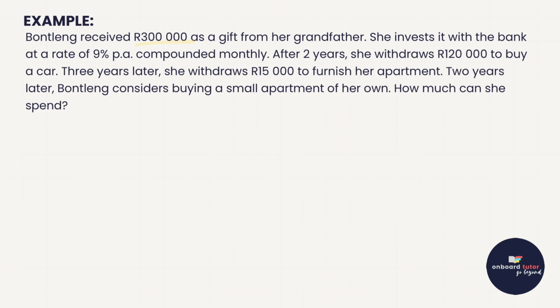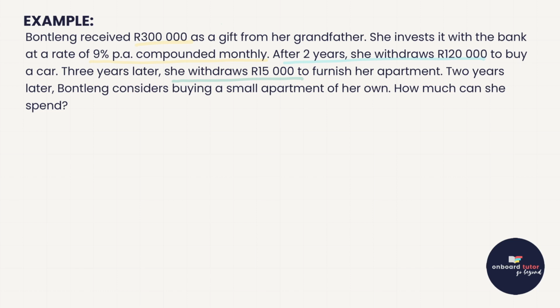She invests it with the bank at a rate of 9% per annum compounded monthly. After 2 years, she withdraws 120,000 Rand to buy a car. 3 years later, she withdraws again 15,000 Rand to furnish her apartment. 2 years later, Bontling considers buying a small apartment of her own. How much can she spend?